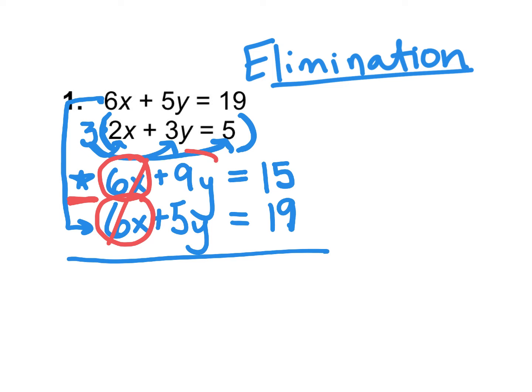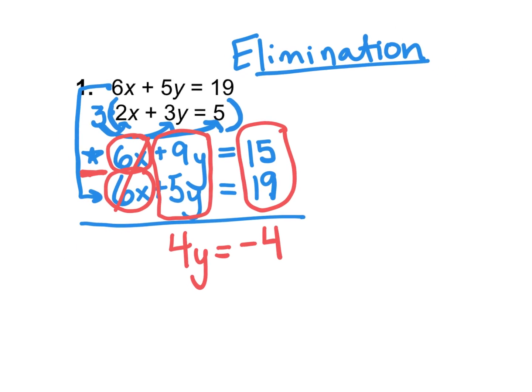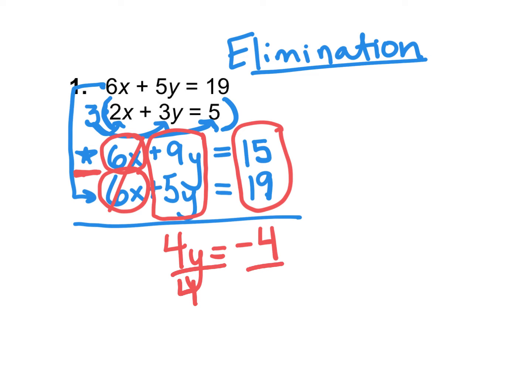And then I'll be doing 9y minus 5y, because remember I'm subtracting, so that would be 4y. And then I'll do 15 minus 19, and that would be negative 4. And then if I just keep solving that, I'll end up with y equals negative 1. So that's part of the answer.